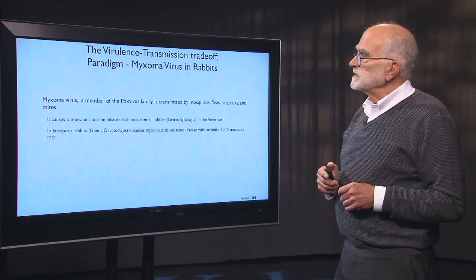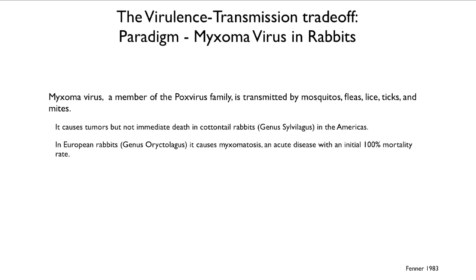Myxoma is transmitted by mosquitoes, fleas, lice, ticks, and mites. It causes tumors, but it doesn't kill immediately in cottontail rabbits in North and South America. But in European rabbits, it causes a disease called myxomatosis that has an initial 100% mortality rate.